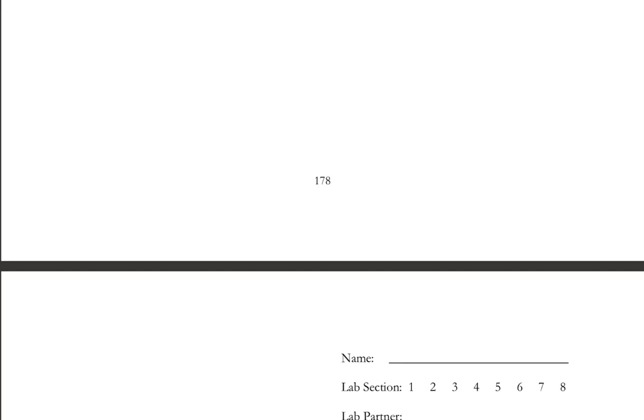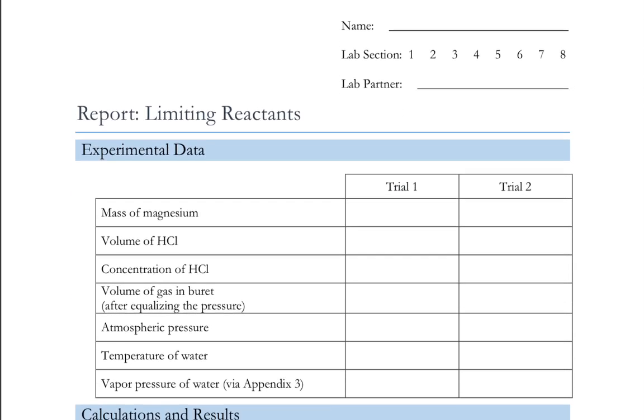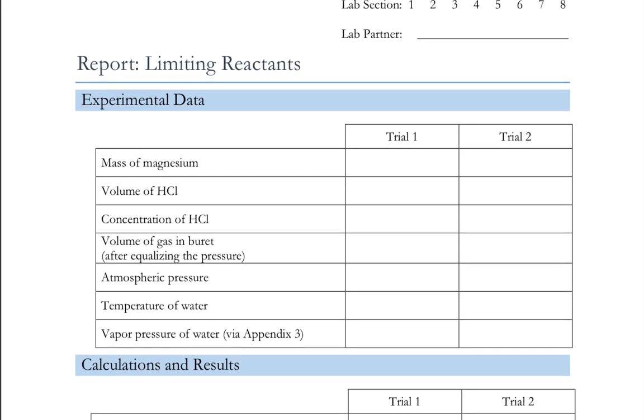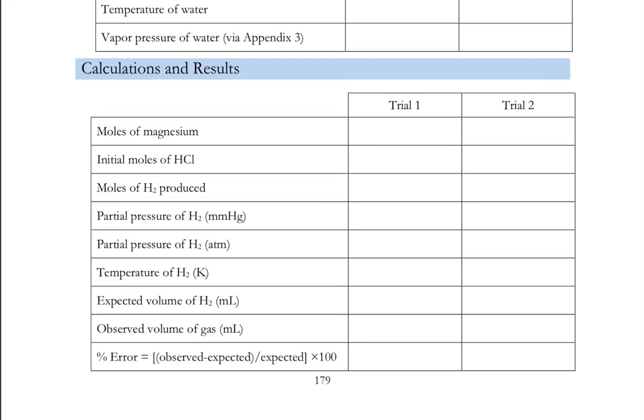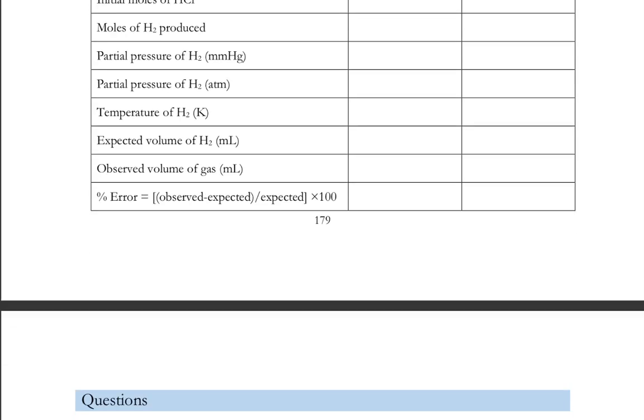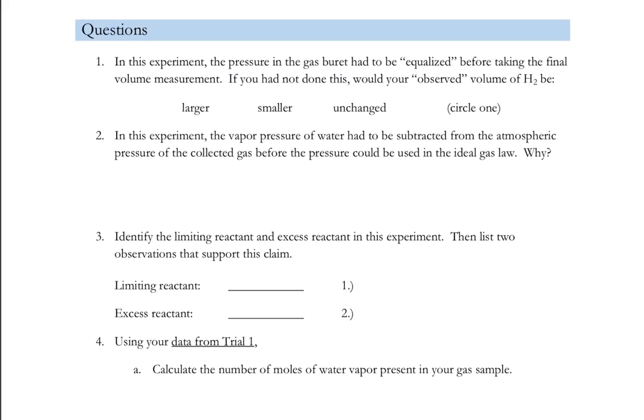So that is how we'd work through those problems. You don't turn in the pre-lab. But, of course, you'll be turning in the report. So the experimental data, you should be able to get all of that from the video, the experiment video, and using Appendix 3, you'll get the vapor pressure of water. And then go through the calculations, much like we talked through in the pre-lab, and you have a few questions to answer. Once you're done with all that, scan your report, make sure it's a PDF file, and submit it.